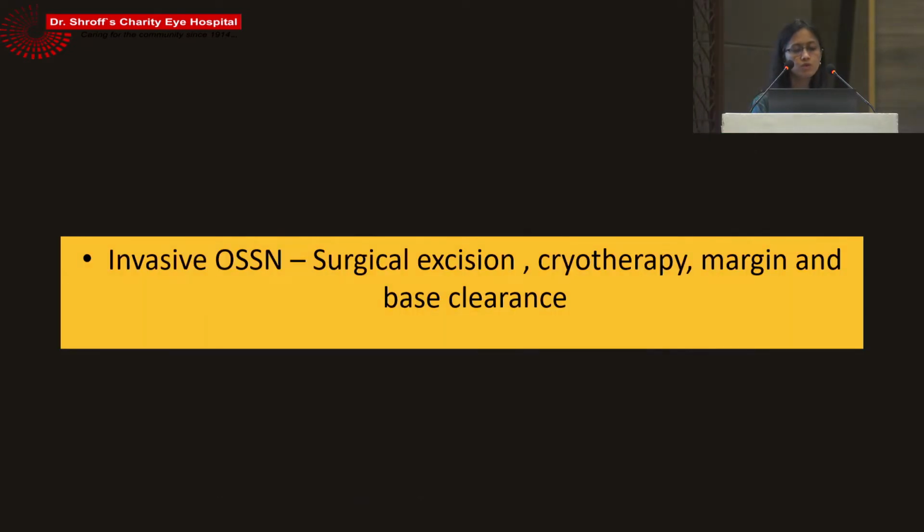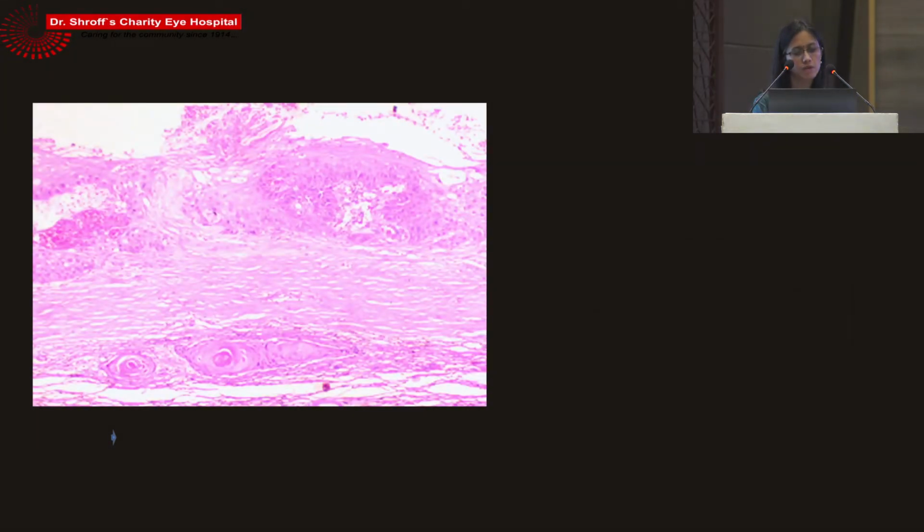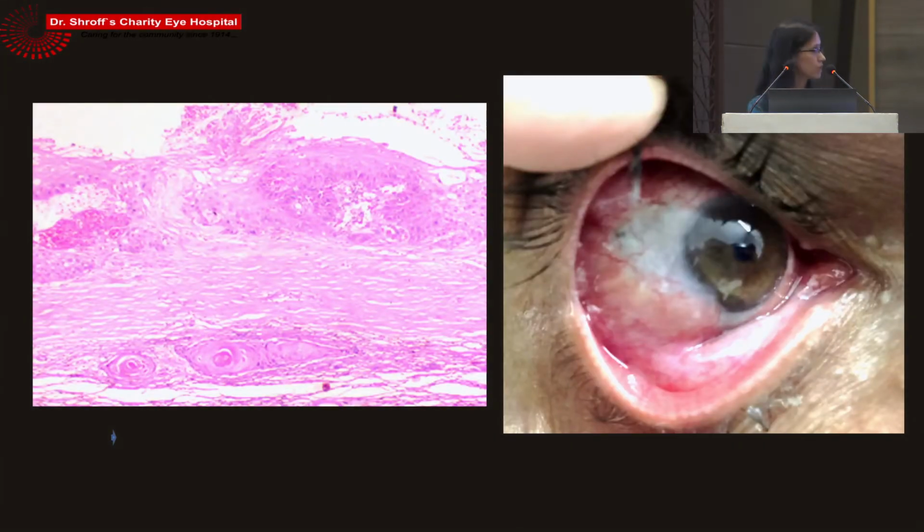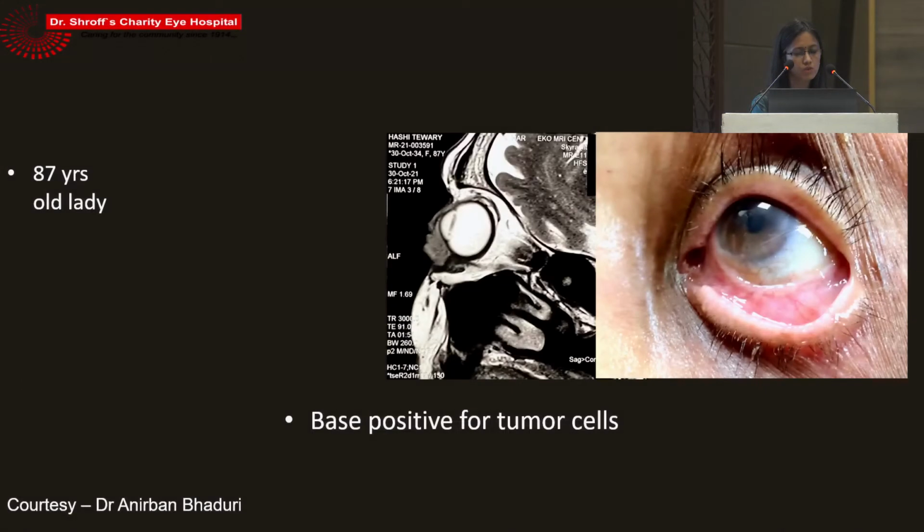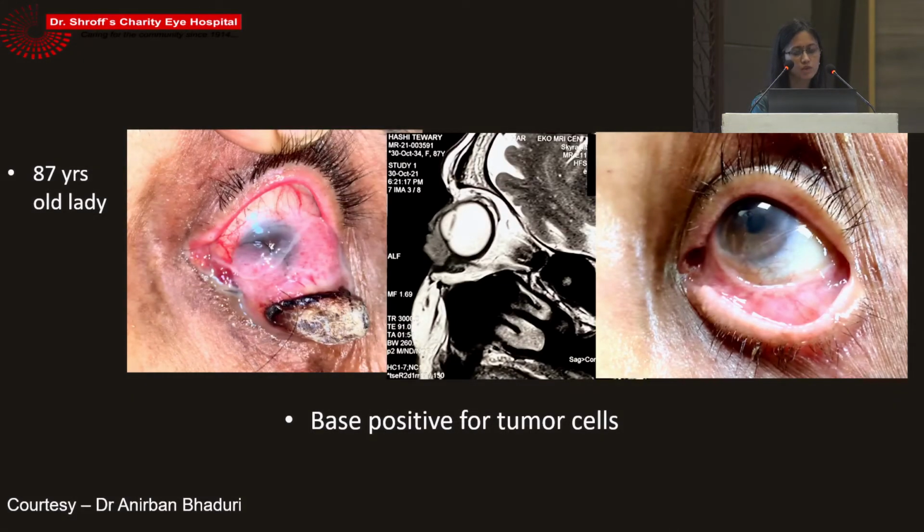So for invasive OSSN, surgical excision is the treatment modality of choice. Along with that, we always do cryotherapy to the margins and to the base, and we always ensure a base clearance. But there are some situations where the base might not be clear. Like in this histopath, we can see there is scleral lamella. You have already done a sclerectomy, but there is tumor beyond that. So you have left behind some microscopic residual tumor after the excision also, and this patient needs to be treated with additional adjuvant therapy. Most commonly what is used is plaque brachytherapy.